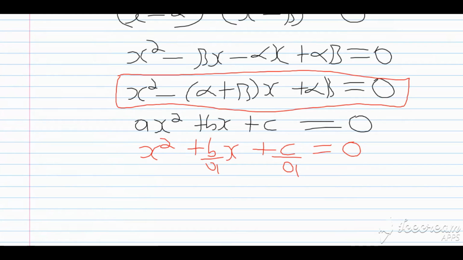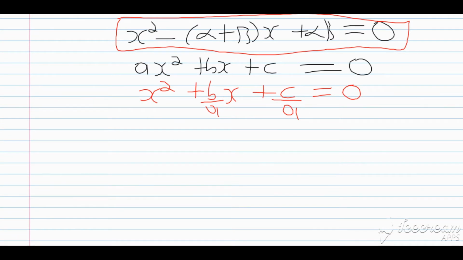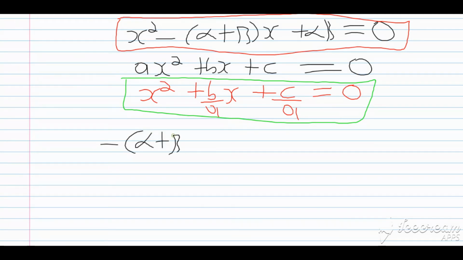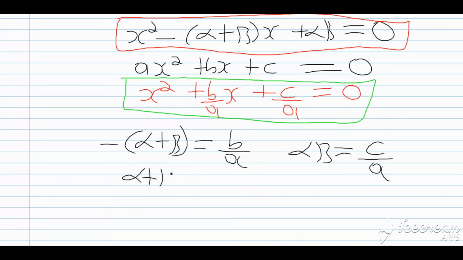So now I can actually make this comparison. By comparison, we are comparing the red box, which is what is down here, with the green box. This is all we can say. Now, notice up there we have negative alpha plus beta, which really means the sum of the roots. So we are saying that the negative of alpha plus beta is equal to the coefficient of x down here, which is b over a. And the constant up there, which is alpha beta, is equal to the constant down here, which is c over a. Now note that we can simplify this to say that alpha plus beta, which is the sum of the roots, is equal to negative b over a.